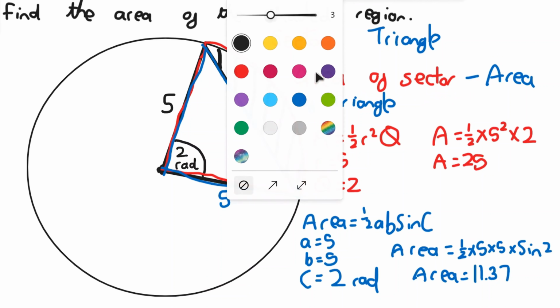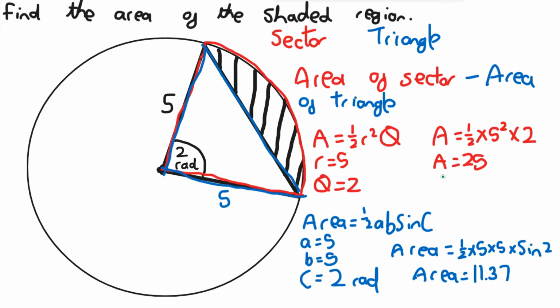So the area of the segment is the area of the sector minus the area of the triangle. So it is going to be the area of the sector, which is 25, minus the area of the triangle, which is 11.37. And if you put this into a calculator, this is equal to 13.63. So the area of this segment here is 13.63.